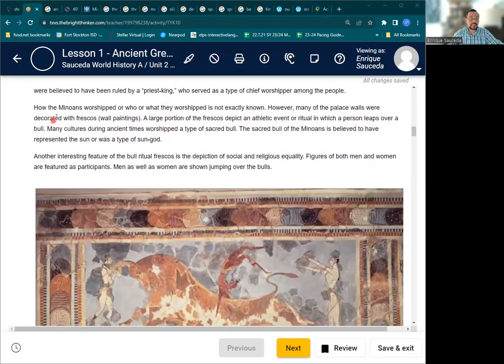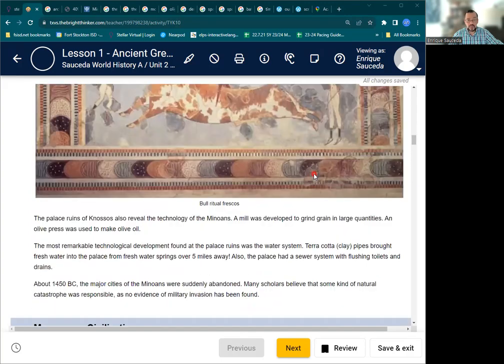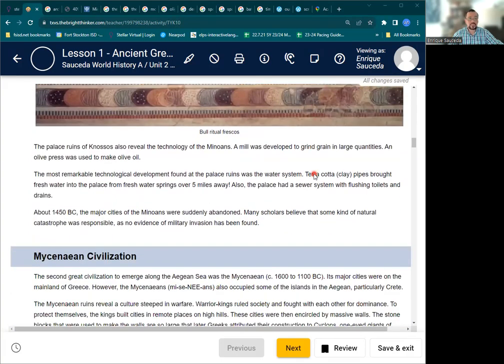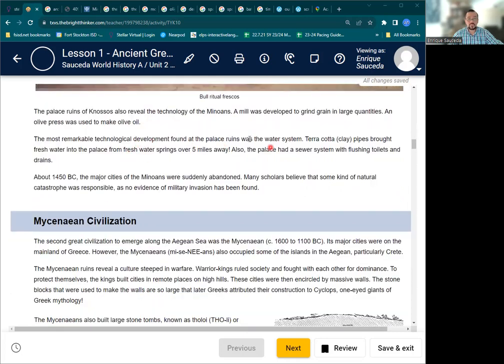They had a priest king, worshipped, not exactly known. However, many palace walls were decorated with fresco wall paintings. One of these frescoes we have found. The palace ruins of Knossos also revealed the technology of the Minoans. The Minoans developed ways to grind grain in large quantities. Most remarkable, the palace ruins had a water system. They had terracotta clay pipes bringing fresh water from over 5 miles away. They also had a sewer system with flushing drains.